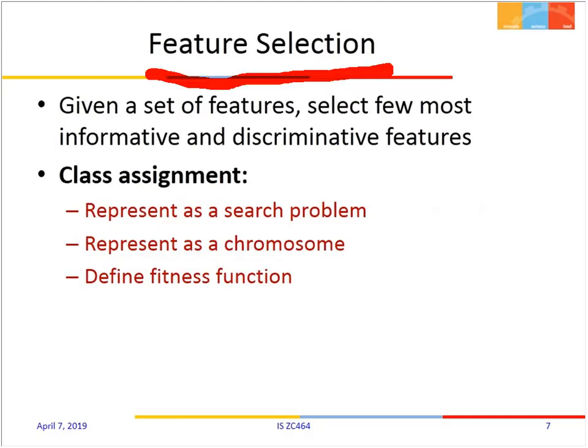Yesterday we were talking about feature selection. So I'll just pause it. When we talk about feature selection, we have a given set of features and we select only a few most informative and discriminative features. So the problem is that you have a set of features, which we can label as F1, F2, F3, and so on, up to F of N. These are N different features.